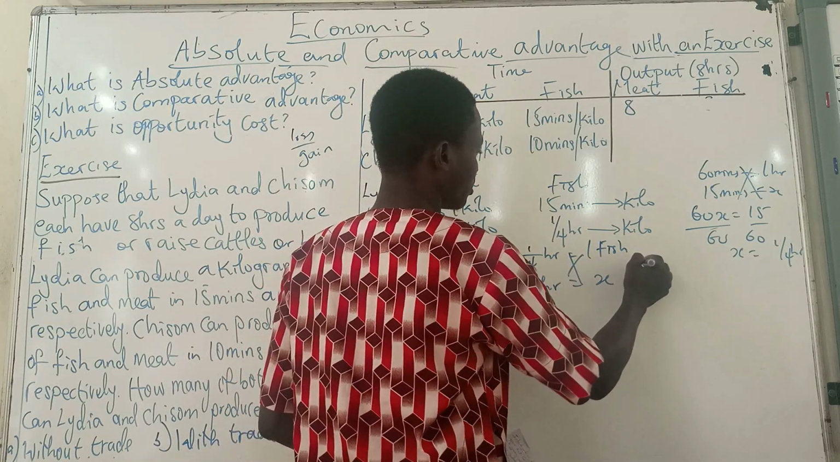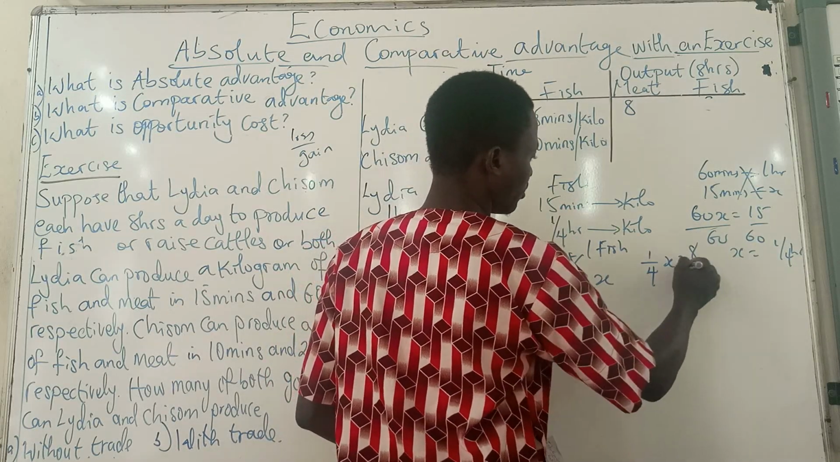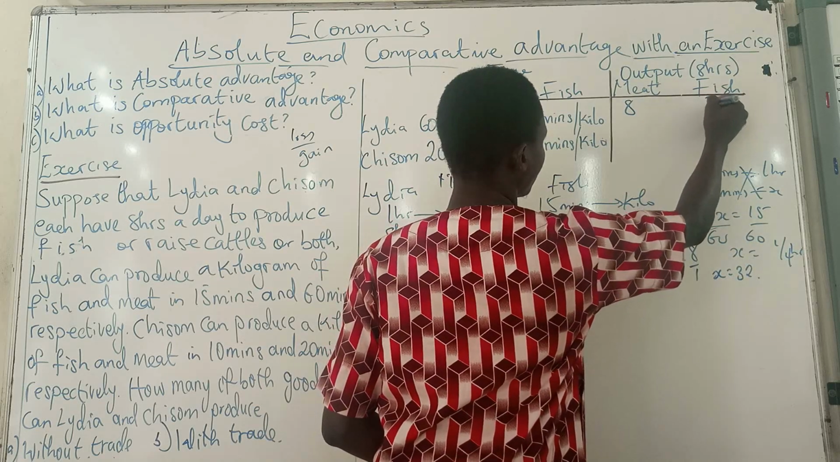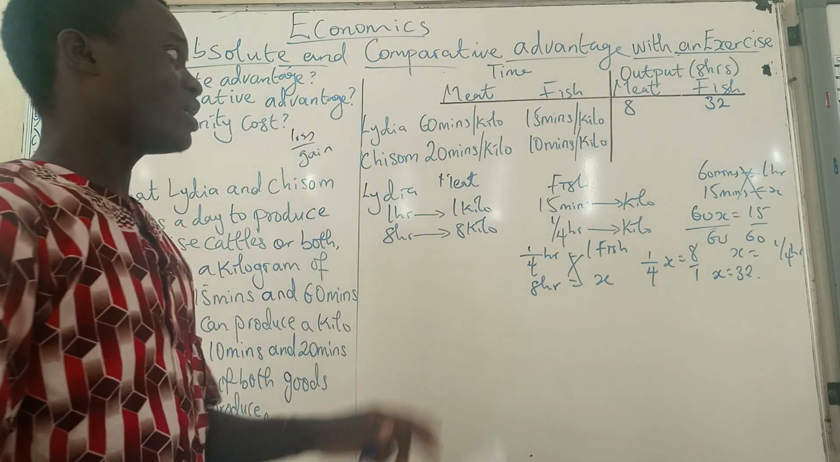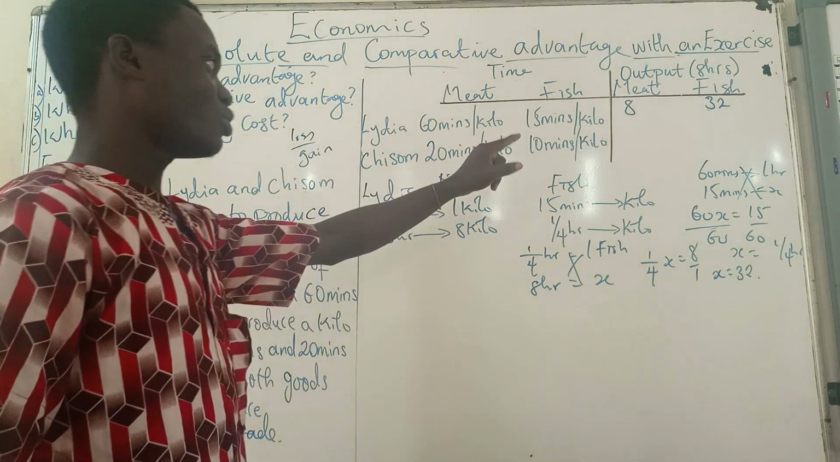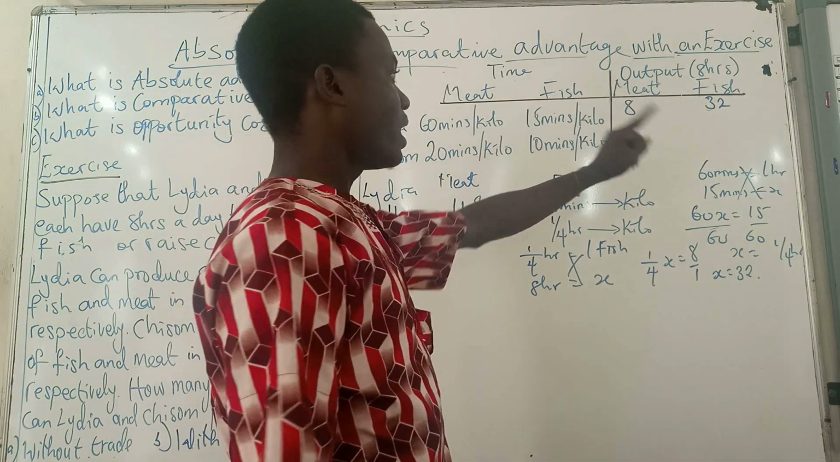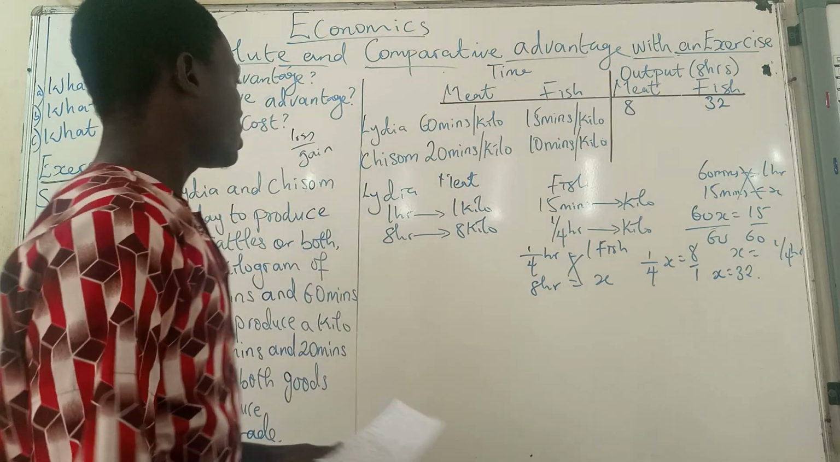We cross multiply. So we have 1/4 x equals 8 over 1. So x then equals 32. So she'll be producing 32 kilo of fish in 8 hours. So if she decides that she wants to spend all of her 8 hours producing meat, she'll be producing 8 kilo of meat, and if all of her 8 hours producing fish, she'll be producing 32 kilo of fish without producing meat at all. Now, what about Chisom?